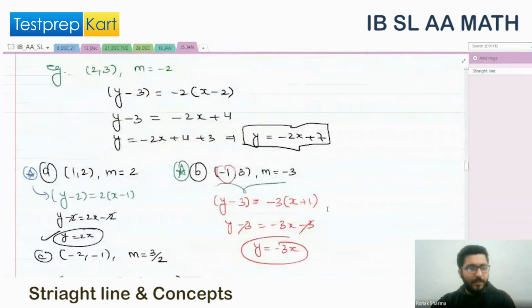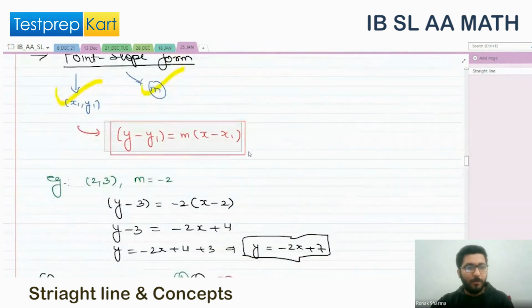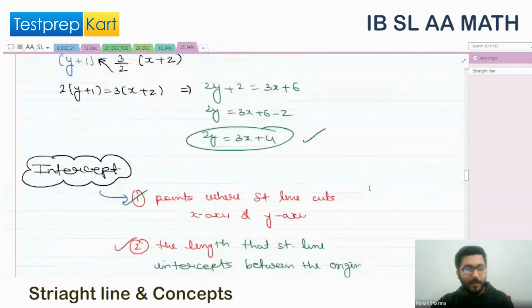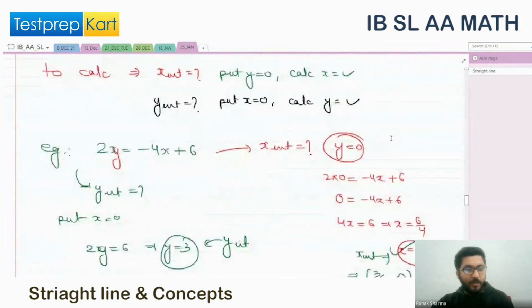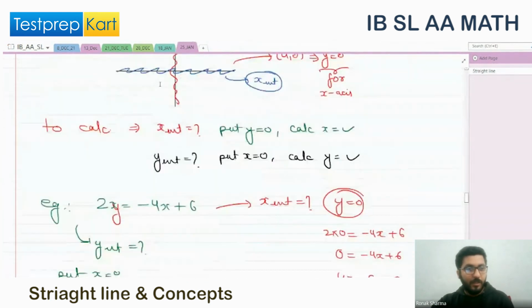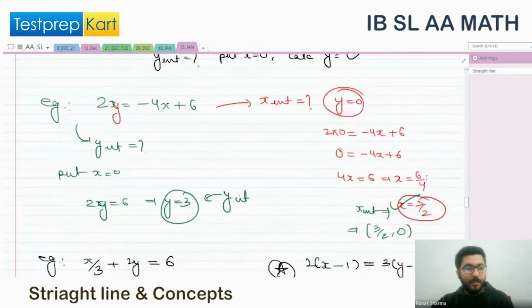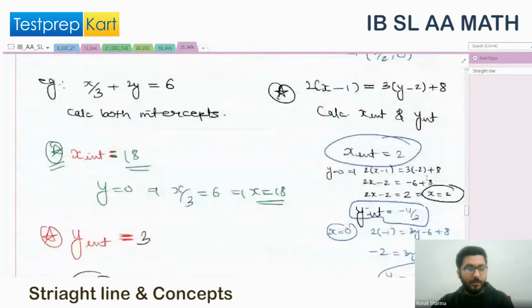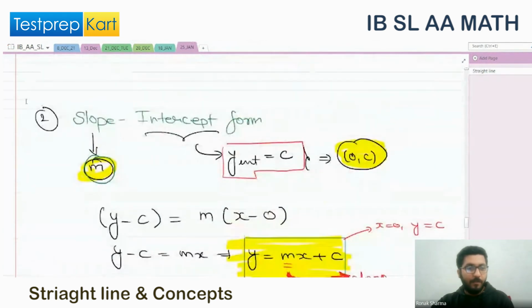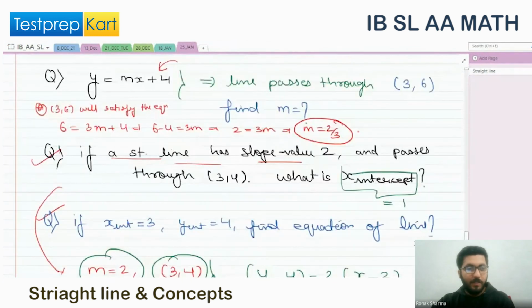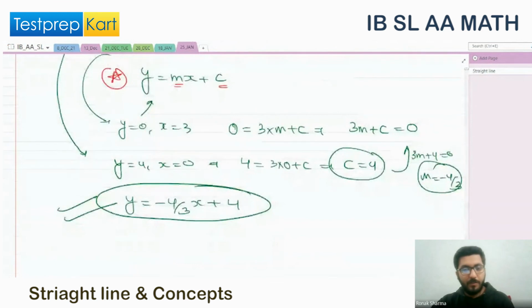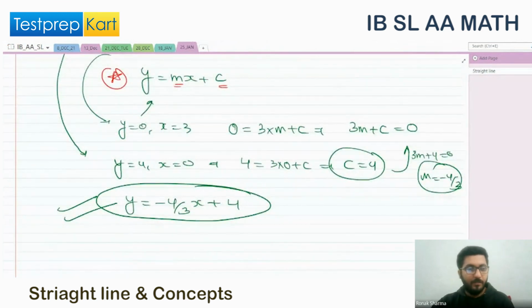Then we learned the point slope form of the equation. After that we had the discussion over the intercept and what an intercept is, and how to calculate the intercept. Then the equation in the slope intercept form, the very famous y equals mx plus c form. Then we did some really good questions over it. So any doubt from your side?